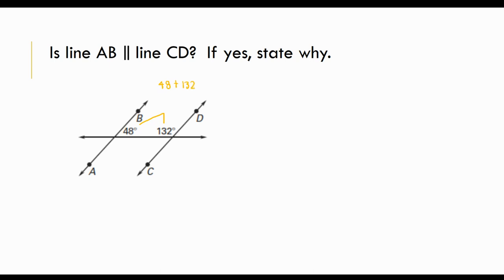If I add these two together, 48 plus 132, that is going to get me 180. So that tells me that these two angles are supplementary. So yes, that means that the line AB is parallel to the line CD. And our reason is because same side interior angles are supplementary. And that's what then led us to parallel lines.